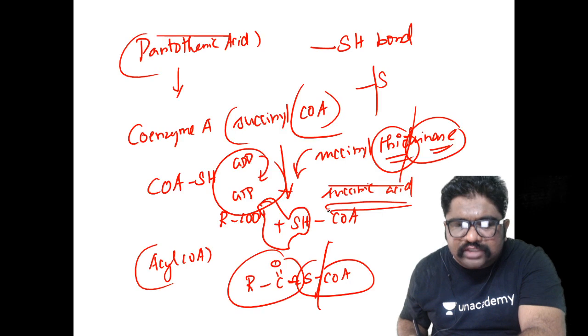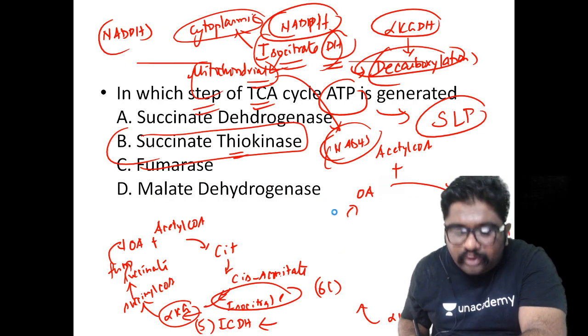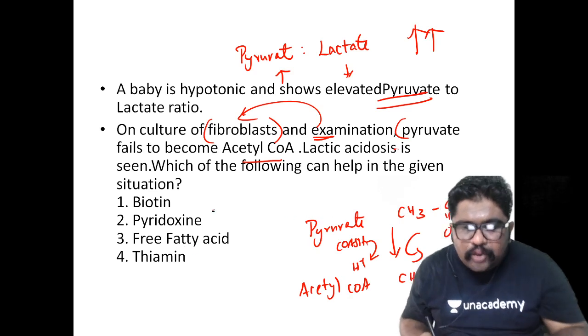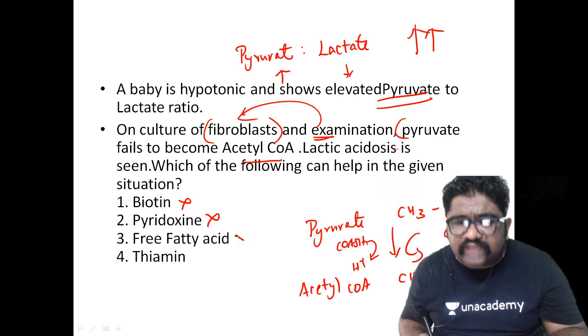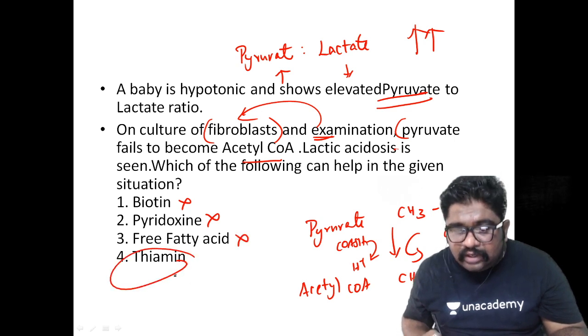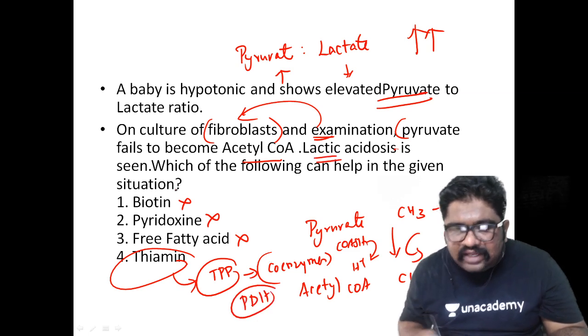If the PDH complex is not functioning properly, any of the enzymes may be defective or any of the coenzymes may be defective. So when I give pyridoxine, useless. When I give biotin, useless. When I give free fatty acid, useless. But when I give thiamine, it can help, because thiamine's active form is thiamine pyrophosphate. It is one of the important coenzymes of the pyruvate dehydrogenase complex. So if there is lactic acidosis, then you can expect TPP to help the people.